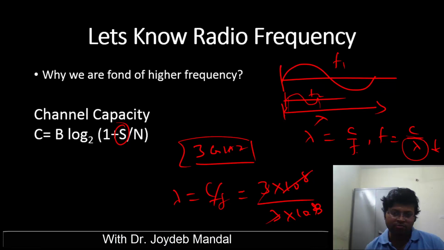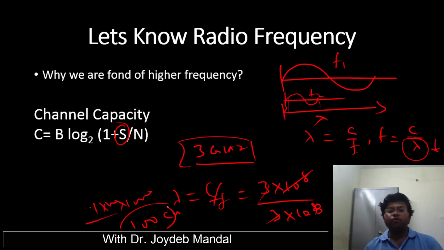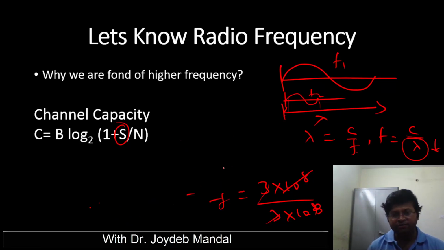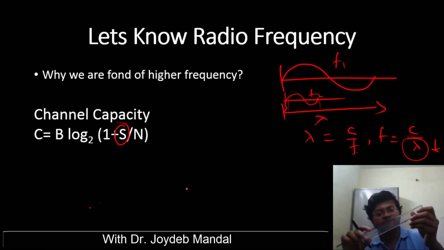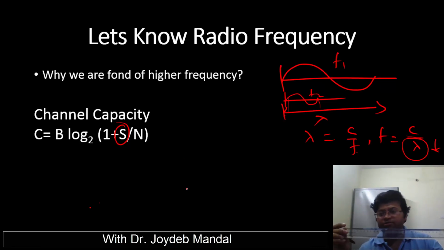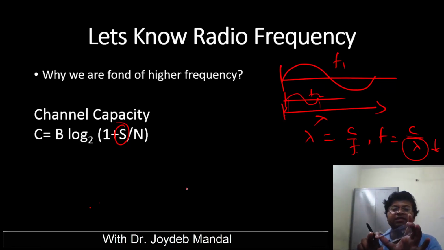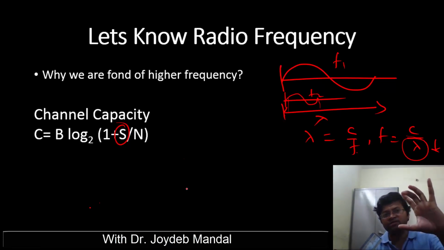So 0.1 meter means, if we multiply it by 1000, it is 100 millimeter. So at 3 gigahertz the wavelength is coming 100 millimeter. You remember one scale, one big size scale, this is 300 millimeter. So at 3 gigahertz this is the wavelength, this much.